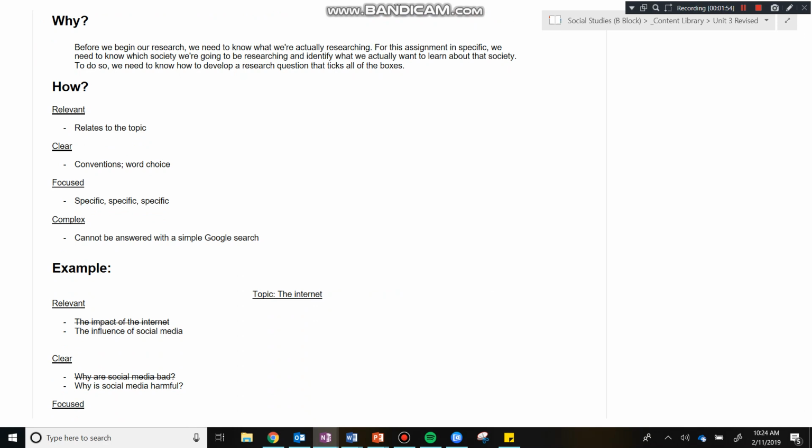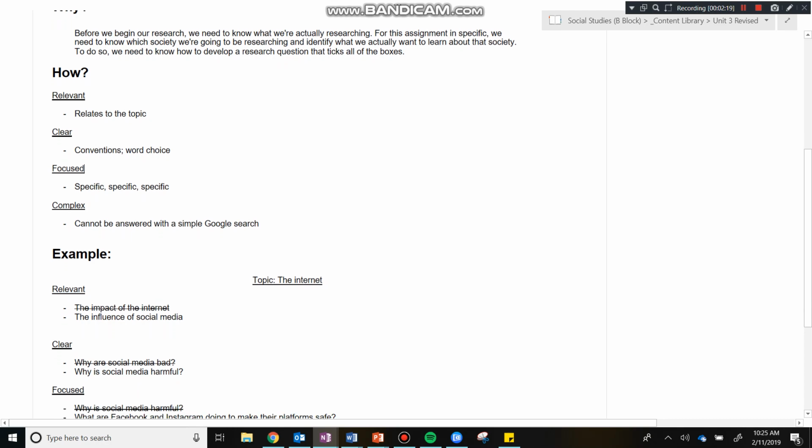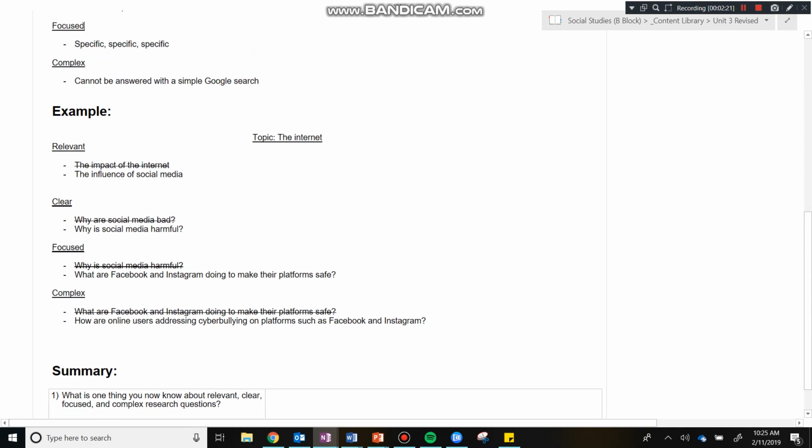When we say that a research question needs to be focused, I mean specific. We'll see more about that in just a second. And when I talk about a research question being complex, this means it cannot be answered with a simple Google search, meaning a one-off Google search isn't going to give you a final answer. You're going to need to conduct some degree of analysis. So let's go ahead and take a look.